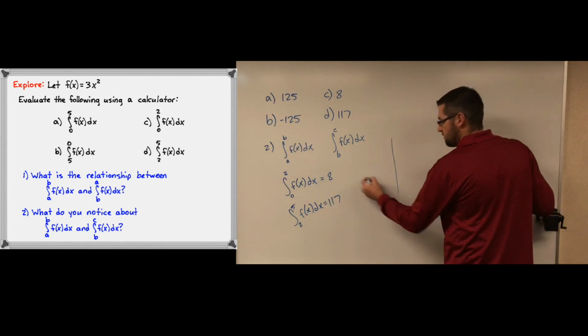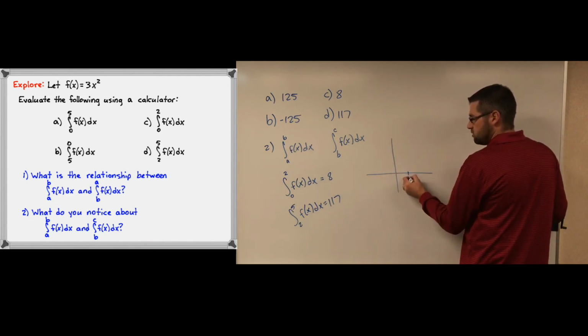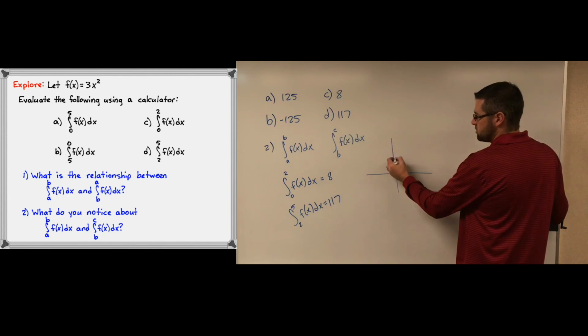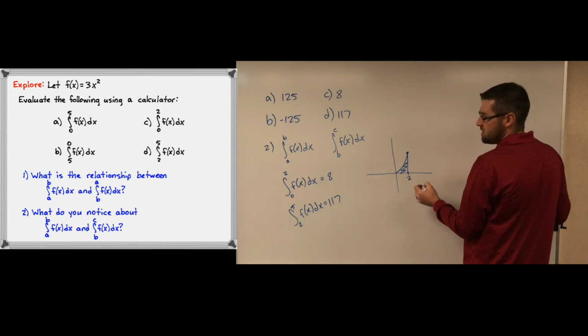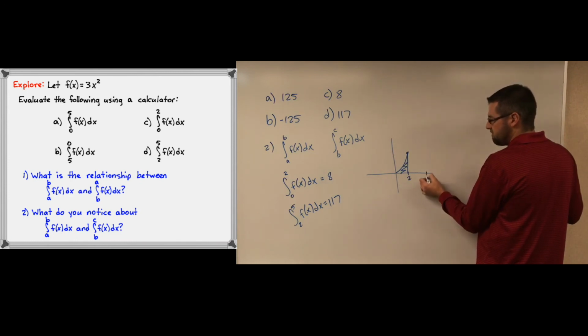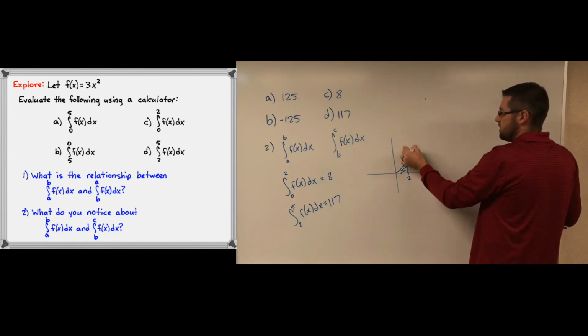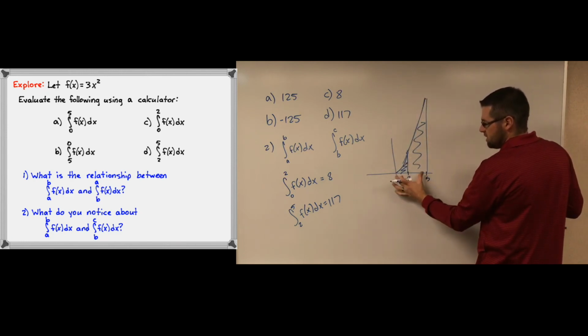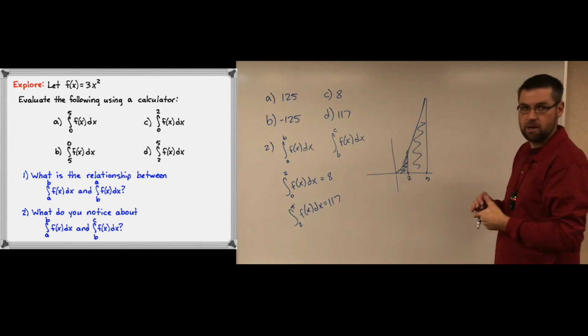So, graphically, we're going from 0 to 2 for the first function. That's 3x squared, so it's something like this. We're finding the area there. That's for part C. And then D is from 2 to 5. So that's like this, finding the area of this guy. So finding the integral from 0 to 5, you just add them up, right?